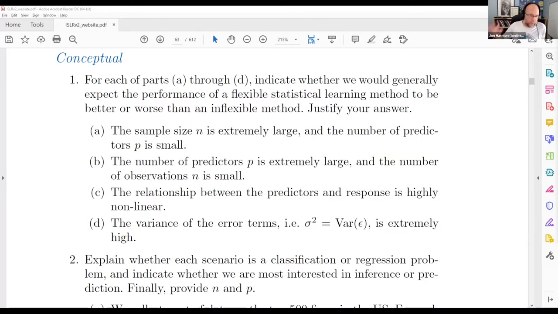So first we have an example where the sample size is extremely large and the number of predictors is small. Does anyone have any thoughts about what that would be? I think you'd want a flexible model because you have a whole lot of data and you can pick out the real patterns in it. Right. It seems like you have a high data density. Yes.